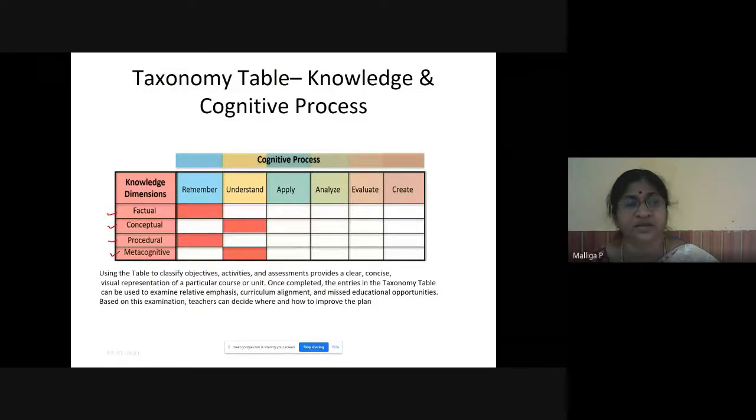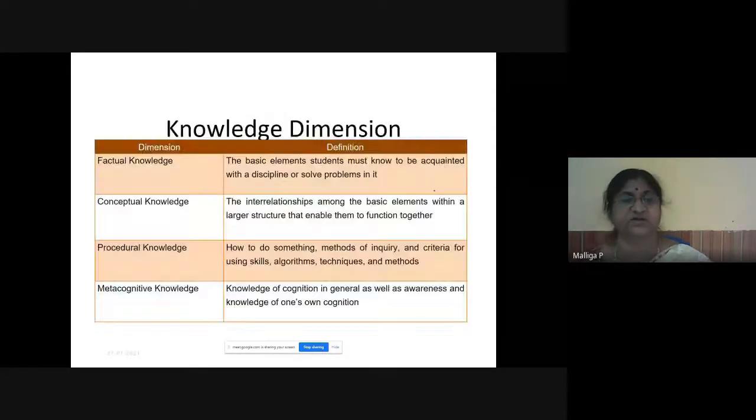This we have already done, the cognitive process: remember, understand, apply, analyze, and evaluate. What is this new dimension? The knowledge dimension, that is factual.